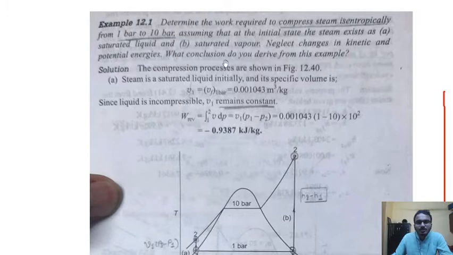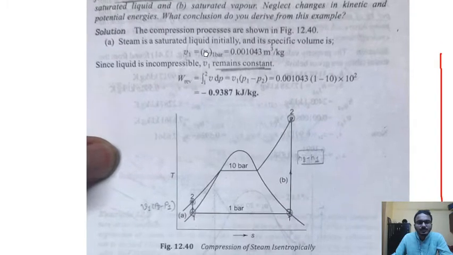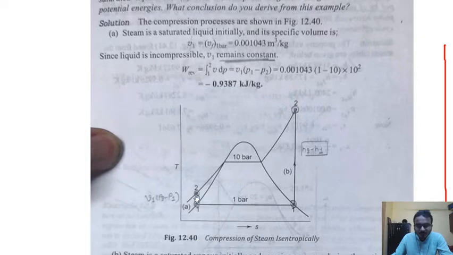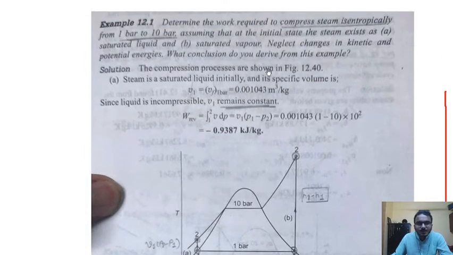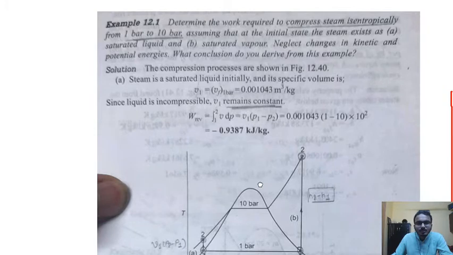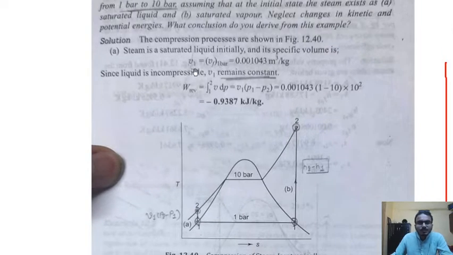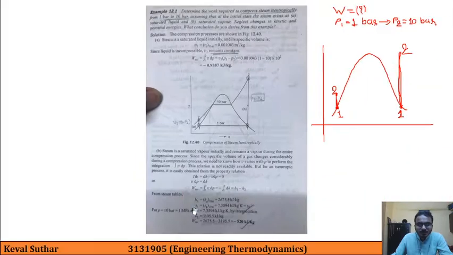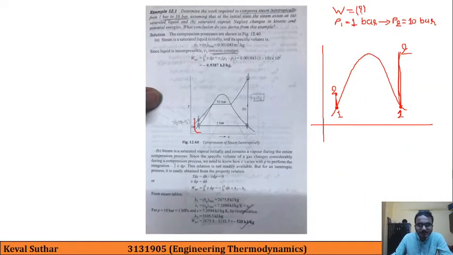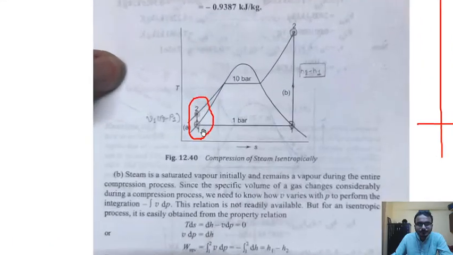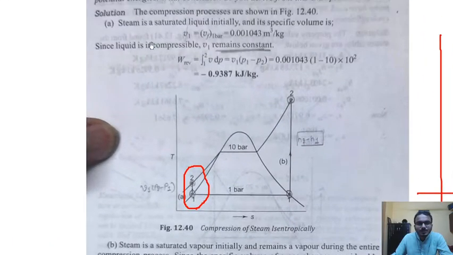What is the conclusion on this example? First we will focus on this part where we are compressing the liquid here from point 1 to point 2. Actually we cannot compress it, but we can pump it. So first we will be focusing only on this portion, that is this region. The steam is saturated liquid initially, that is at point 1.